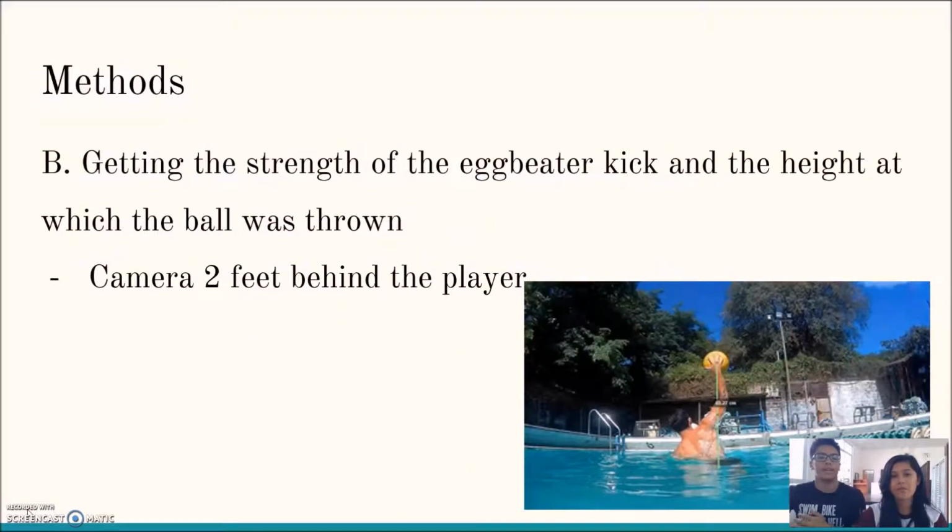The next is the simpler one, getting the strength of the egg beater kick and the height at which the ball was thrown. So the camera will be positioned 2 feet behind the player, and the max height of the ball before it is thrown will be taken into account.